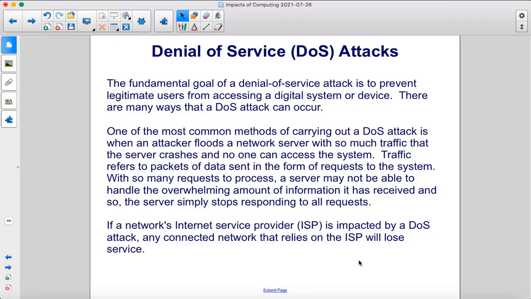If a network's internet service provider is impacted by a DOS attack, any connected network that relies on the ISP will lose service.